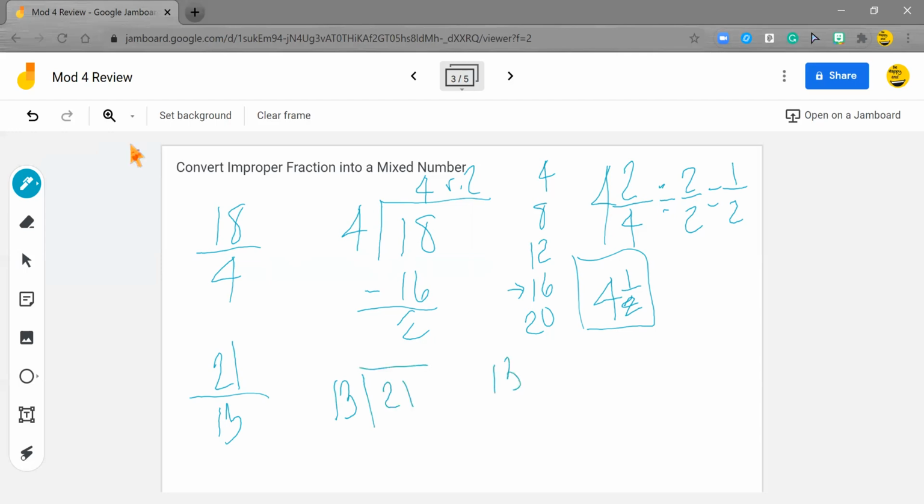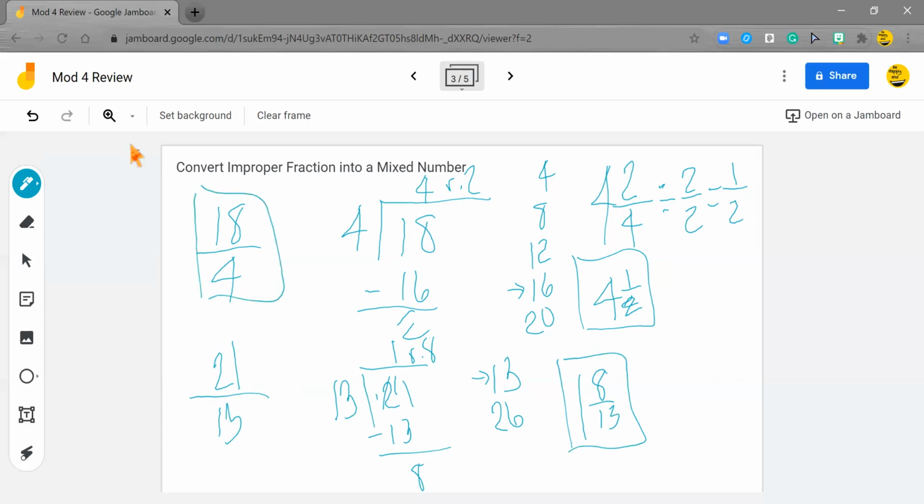I write my multiples of 13, and 13 times 2 is 26. I see I just need the first one, and so I subtract 13. 21 minus 13 is 8, so I have a remainder of 8. So my answer would be 1 8/13. So we just got to make sure when we're going from our improper fraction to our mixed number, we do division.